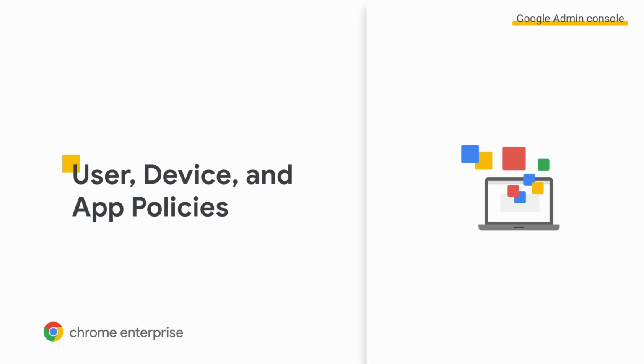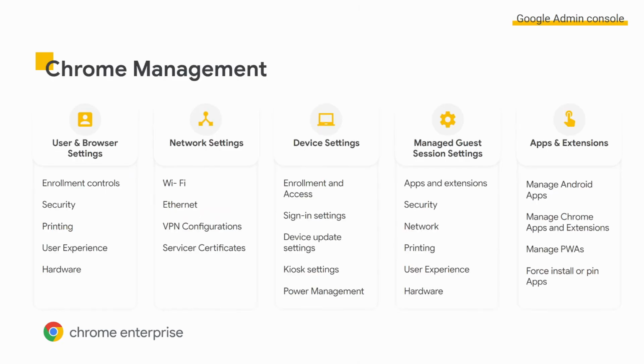User, device, and apps policies. As I said previously, there are more than 200 options available in the console for fast and very simple management. Here is an overview. User and browser settings: you can set policies for users independently of the device. This setting will also be applied if the user is using a non-managed computer running Chrome.